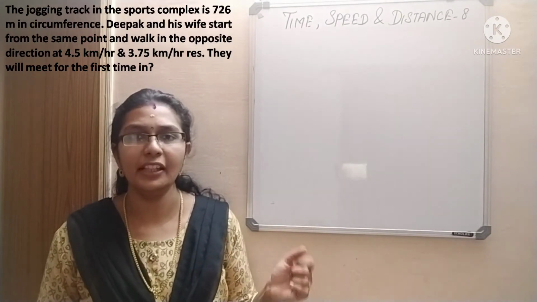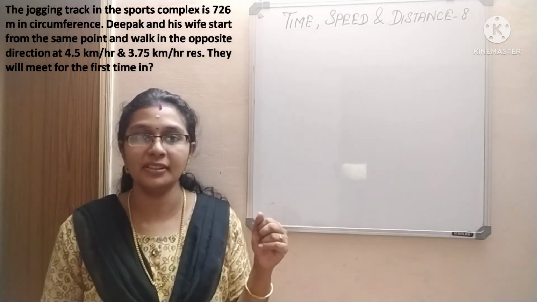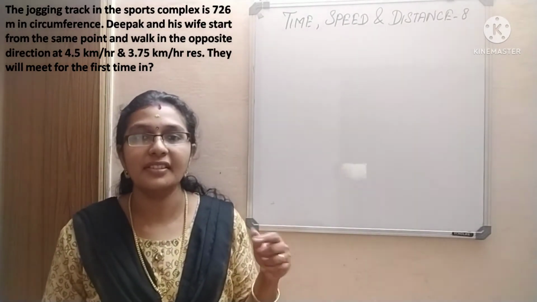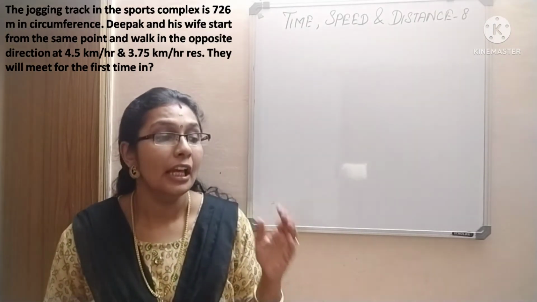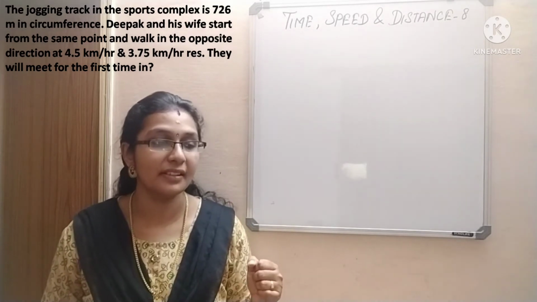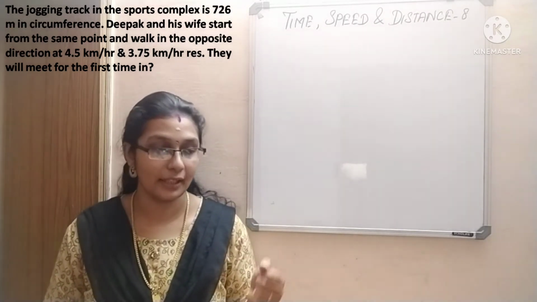Actually, it's very easy. It is quite similar to the previous sums that we have solved. But there is a change in unit, which you will have to consider. That's why I am solving it here. The jogging track in the sports complex is 726 meters in circumference.